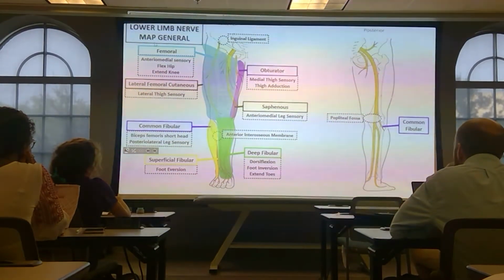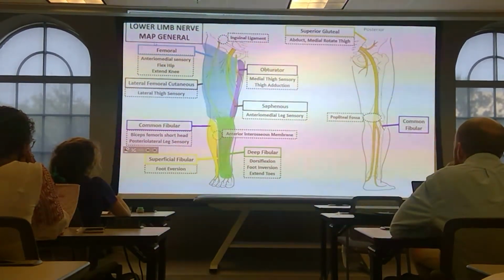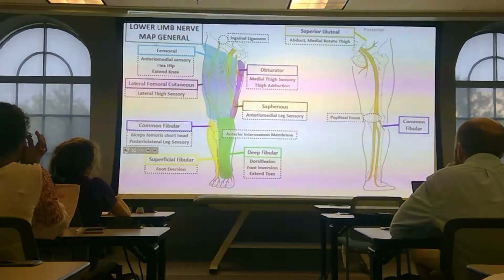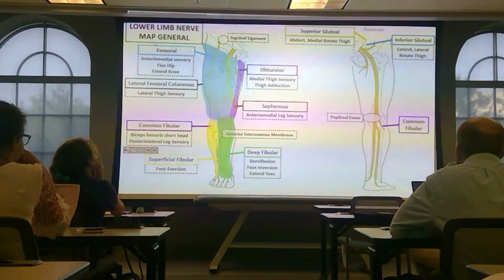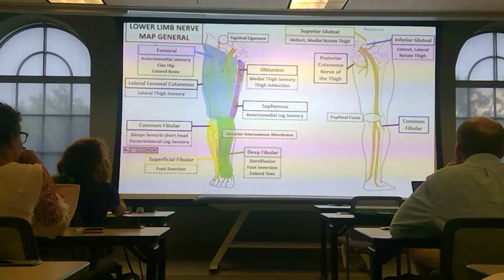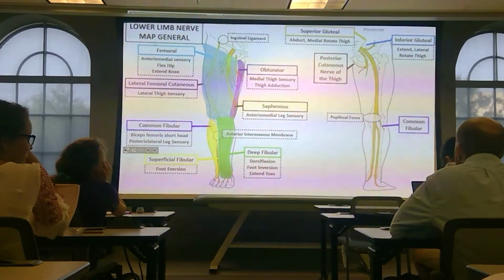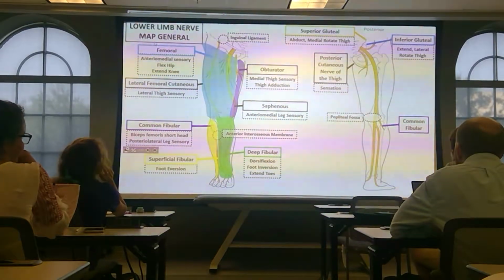Then we have the posterior leg. So you have the superior gluteal branch, and that's going to be the muscles that abduct and medially rotate the thigh. On the next slide, you're going to see the list of the muscles, so that's coming. Then you have the inferior gluteal nerve, which extends and laterally rotates the thigh. Then you have the posterior cutaneous nerve of the thigh, which is the posterior sensory to the thigh.